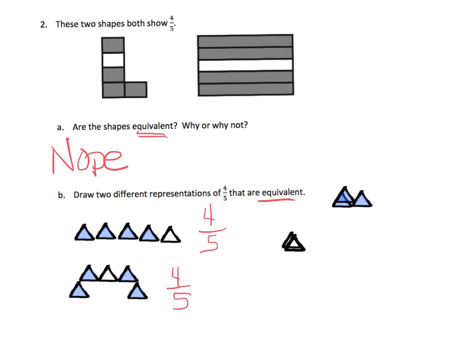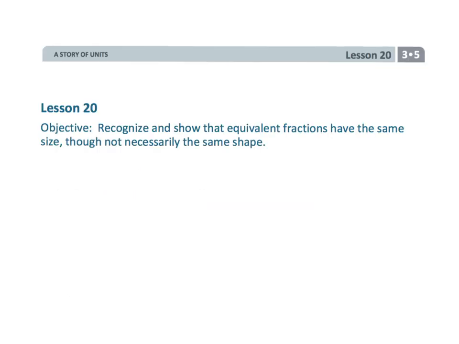And they are equivalent. Why are they equivalent? Well, because, yeah, they're not in the same shape. This is a line and this is kind of a mountain type thing. But they are the same size. These units are the same as these units, or fifths, and so that makes them equivalent. And that wraps up Grade 3, Module 5, Lesson 20, recognizing that equivalent fractions have the same size, but not necessarily the same shape.